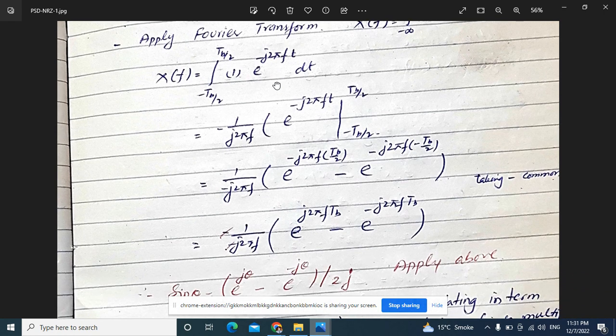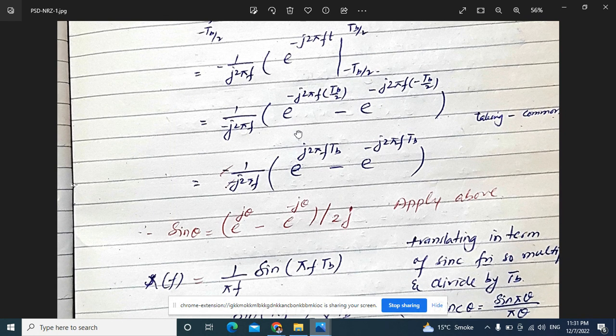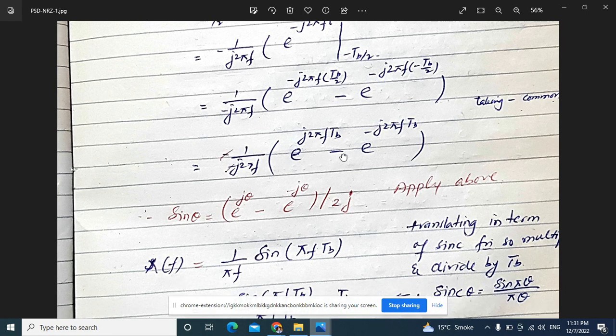If you take the integral of that, you will end up with this type of calculation. We are just taking the integral and then applying the upper and lower limits. Because of the negative sign and the negative limit, it becomes positive. So we write first the positive value and then take the negative as common, so negative and negative cancel out and we have the remaining negative.